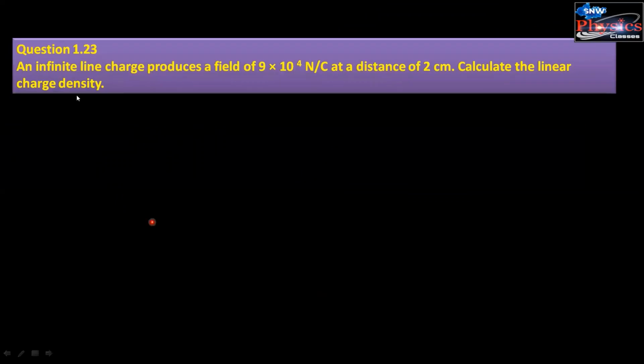Question number 1.23. An infinite line charge produces a field of 9 into 10 to the power 4 Newton per coulomb at a distance of 2 centimeter. एक infinite line charge है, okay, और वो 2 centimeter distance पे उसका जो electric field है that is 9 into 10 to the power 4 Newton per coulomb. Then we have to calculate the linear charge density. Let us see the solution.